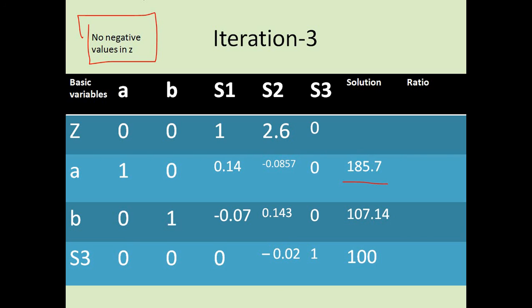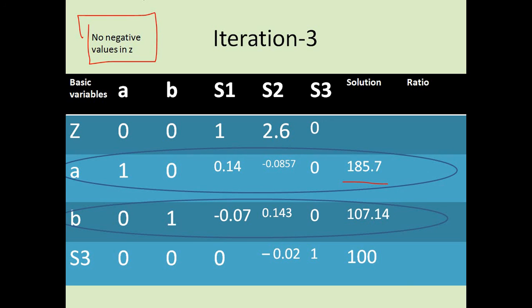And now how do I find the solution? Well, you've got a matrix out here. The value of A is 185.7 and the value of B is 107.14. Can you now note why I was actually replacing the values of S1 and S2 as A and B? So this is the reason I need to get a solution here. That's the reason why we have replaced it in the previous step.